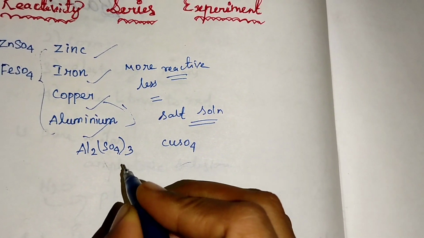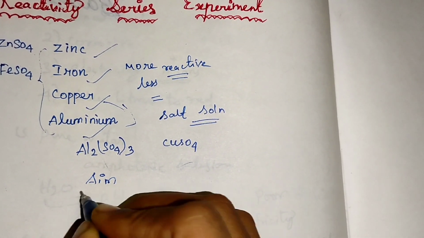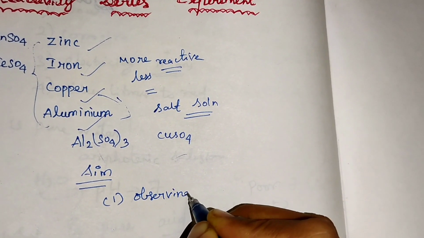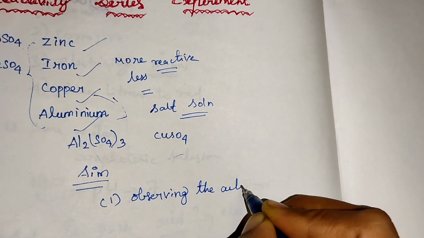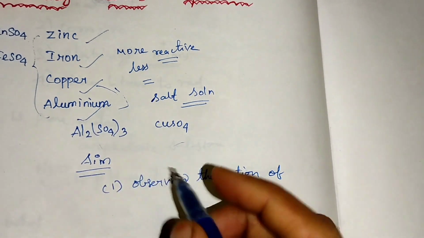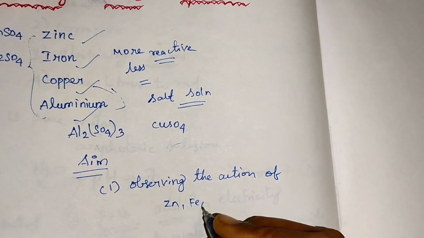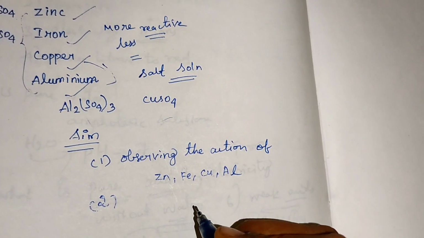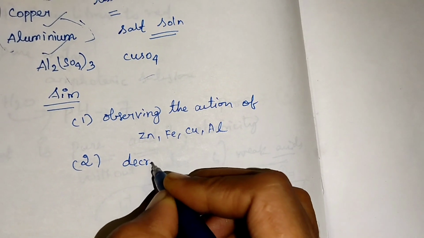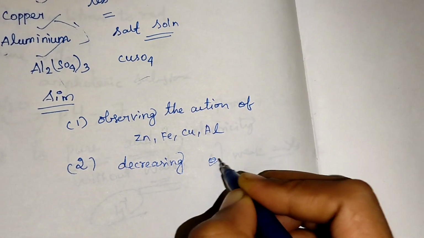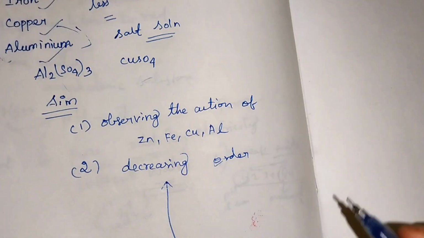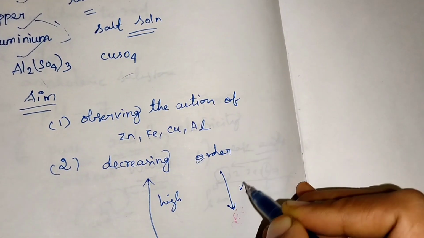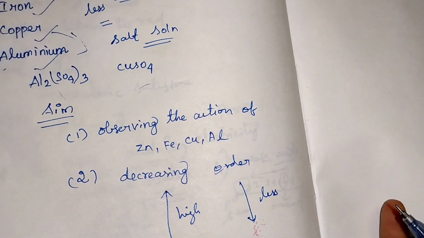First, the aim. What is the aim? First, we are observing the action of zinc, iron, copper and aluminium metals. And second, arranging the metals in decreasing order of reactivity, to find which is most reactive and which is least reactive. That only we are going to find.